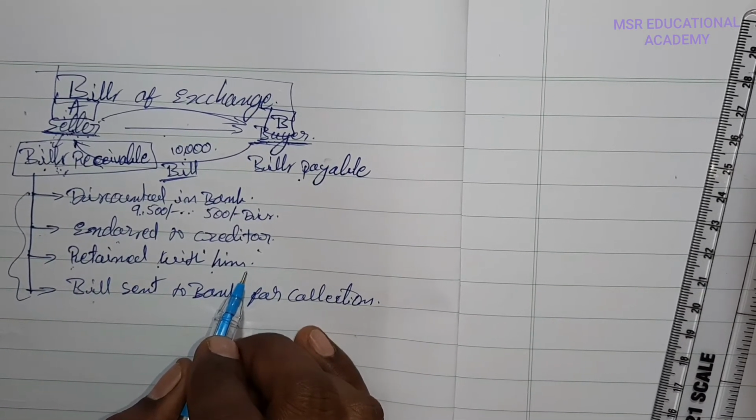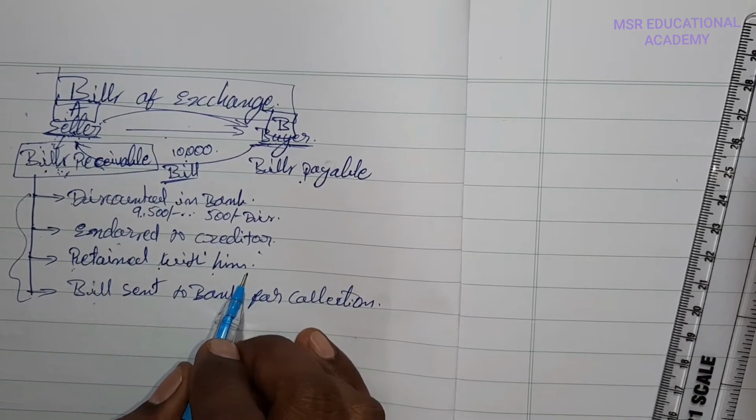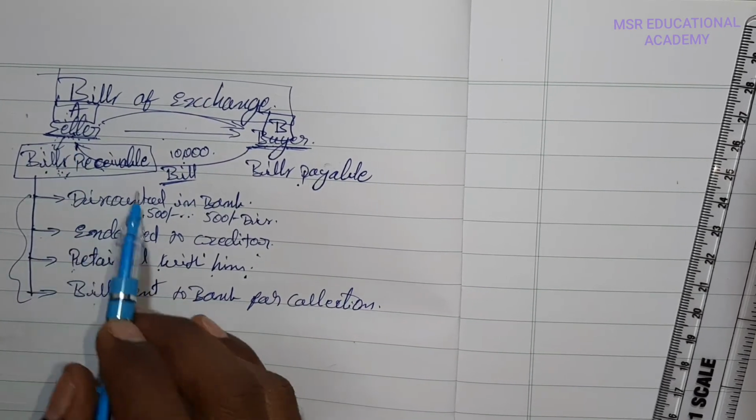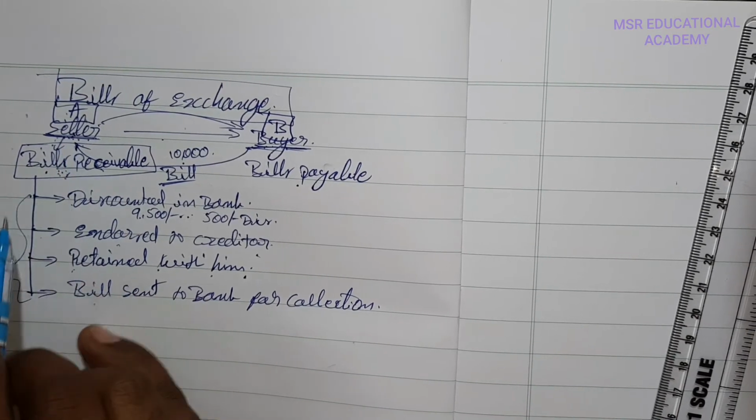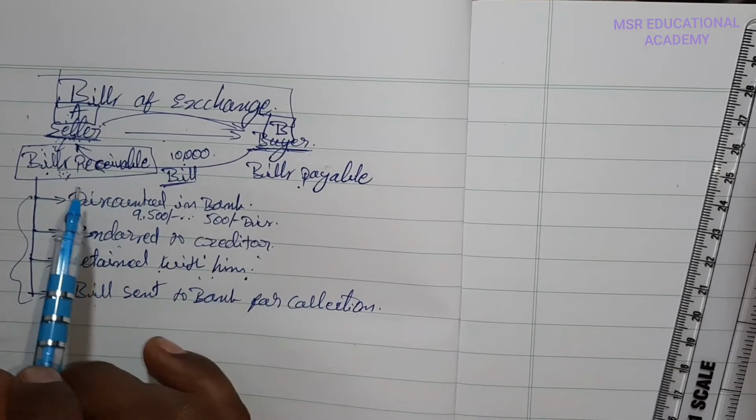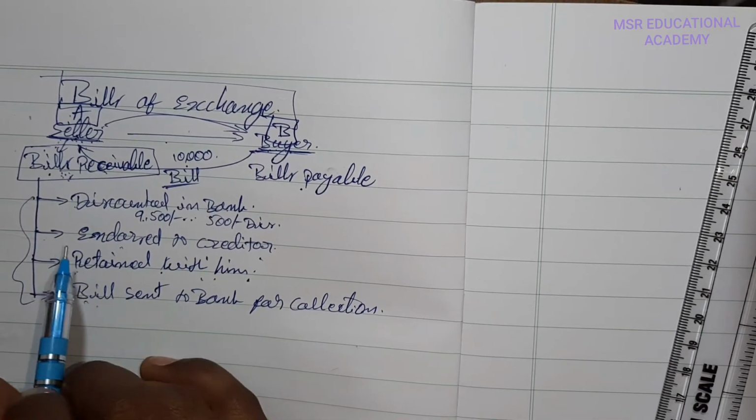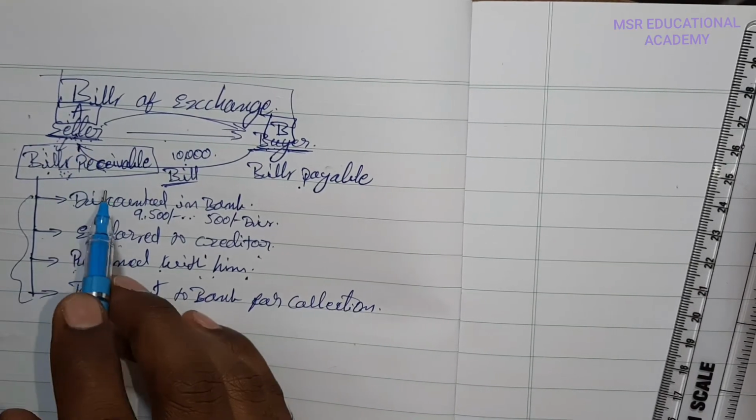Or it can be retained with him up to the due date of the bill. Due date of the bill means the maturity of the bill. On that maturity date, he can keep the bills receivable with him only. And the final one, the bill is sent to the bank for collection, a few days before the due date of the bill.